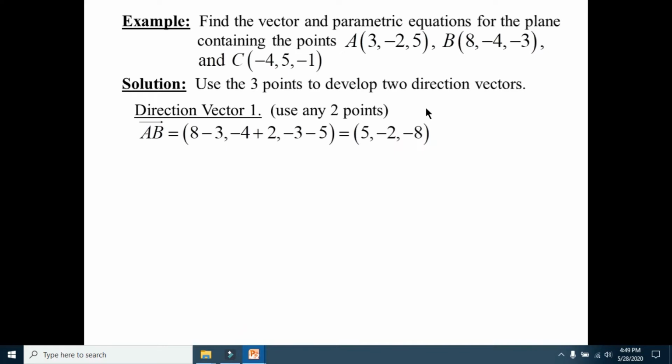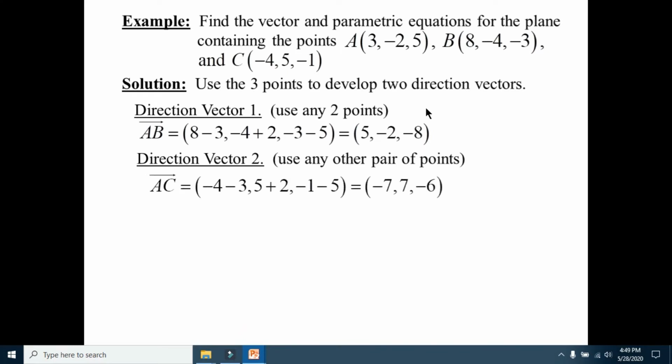And we just choose any other 2 points for a second direction vector. How about AC? So AC would be, again, subtract backwards. Negative 4 subtract 3, 5 subtract negative 2, and negative 1 subtract 5. And we have our 2 vectors that are in the plane that came from the 3 points.